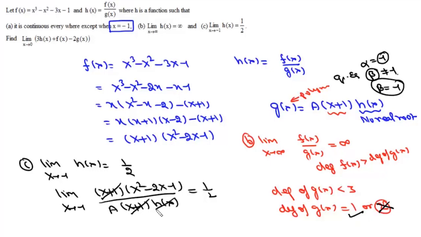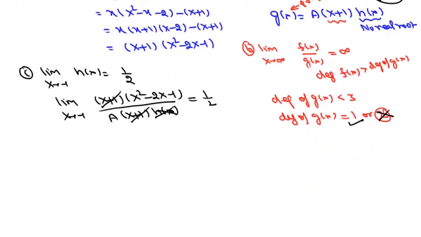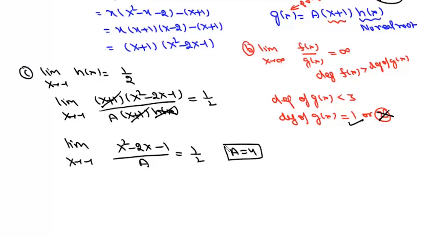So if the degree of g(x) is 1, there is no h(x) in this expression. So from here we can say this limit x tends to minus 1, x square minus 2x minus 1 upon a, must be equal to 1 by 2. Now if we put x as minus 1, it will be 2 upon a equals 1 by 2. The value of a must be 4. So from here we get the value of a as 4. And if a is 4, then this g(x) will be 4 into x plus 1.